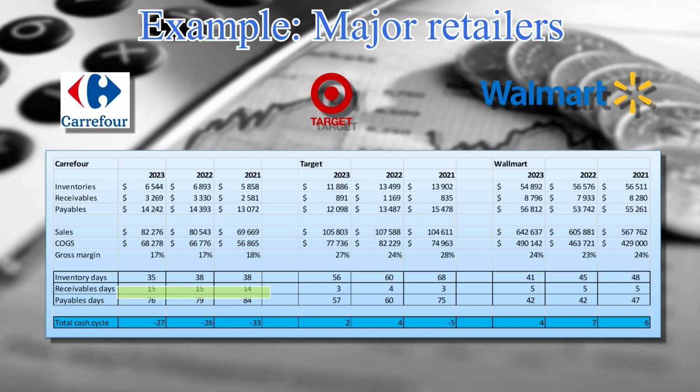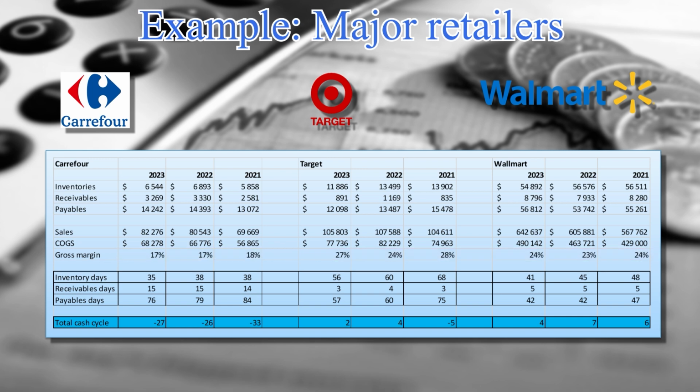On the other hand, the gross margin of Carrefour is much lower than for Walmart or Target. Maybe this is the consequence of their policy, because when suppliers are paid later, they also have to somehow finance these additional 40 days. And what they do is that they just increase their prices for a couple of percentage points for Carrefour. And that is why Carrefour has a lower gross margin.